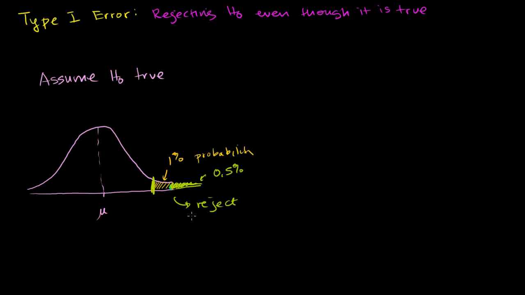Or another way to view it is, there's a 0.5% chance that we have made a type 1 error in rejecting the null hypothesis. Because if the null hypothesis is true, there's a 0.5% chance that this could still happen. So in rejecting it, we would make a mistake. There's a 0.5% chance we've made a type 1 error.